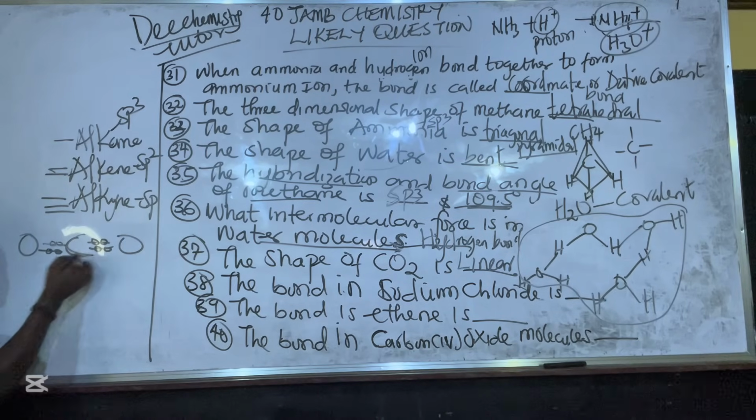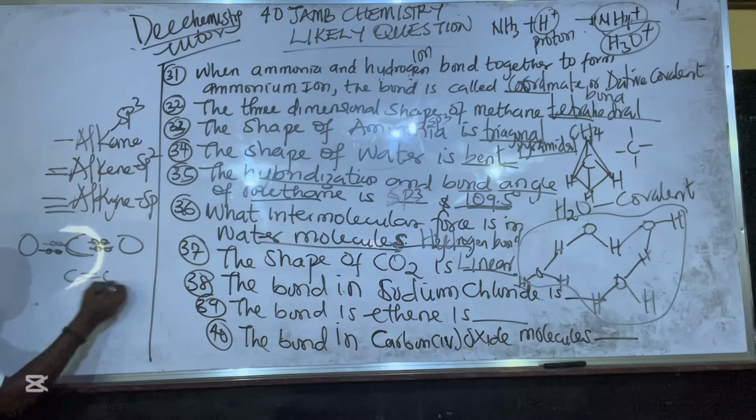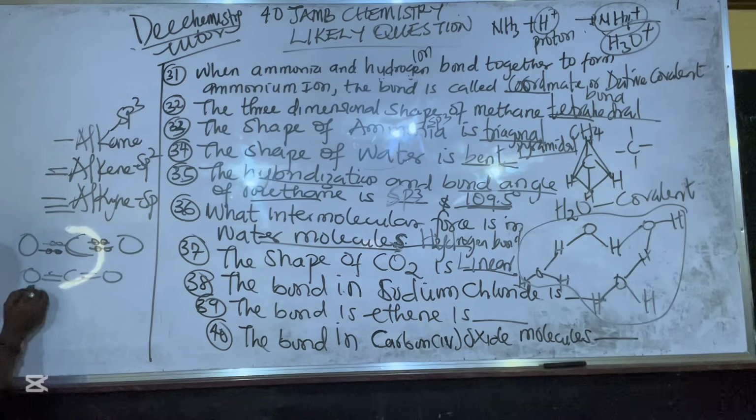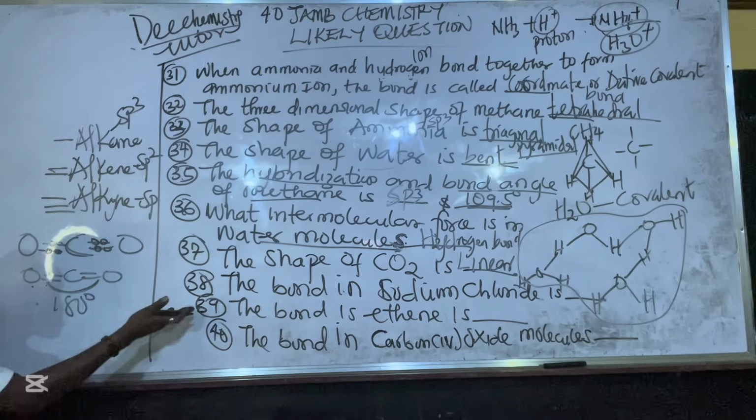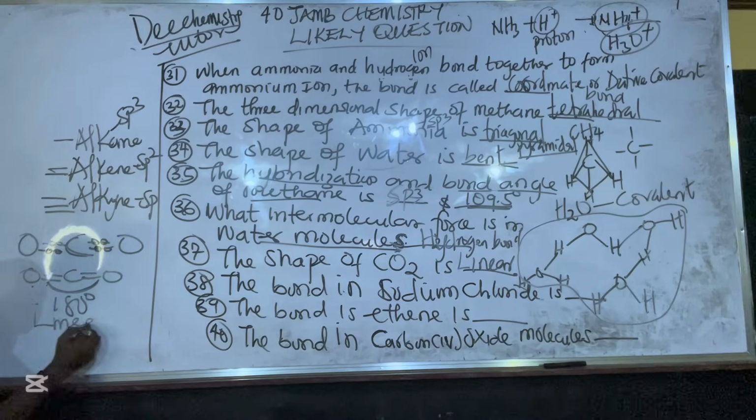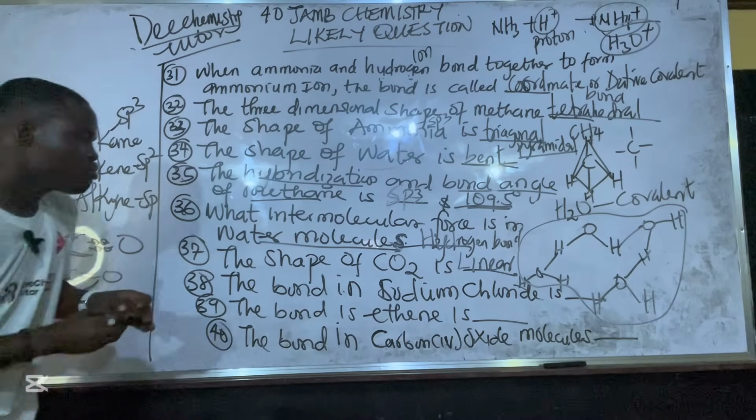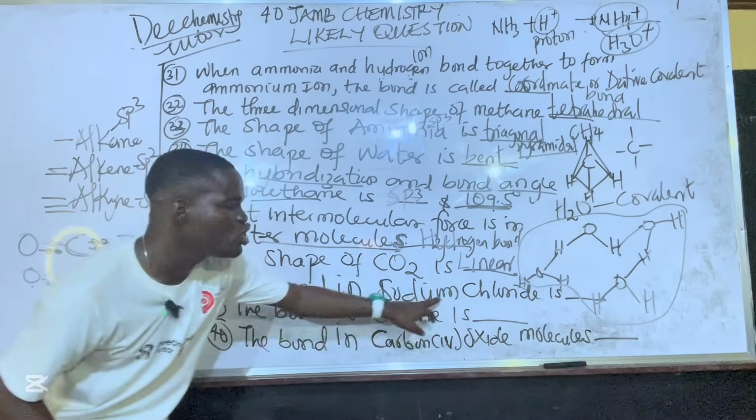Okay, that's the idea. So this thing you are seeing here, there's no way you want to draw this. It will still be what? The bond angle will still be what? 180 degrees, like angle in a straight line. So the shape is what? Linear. Okay?